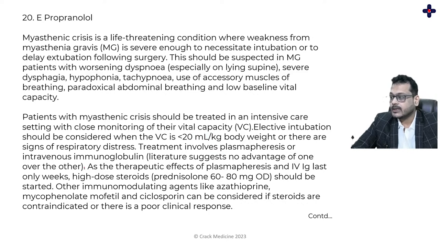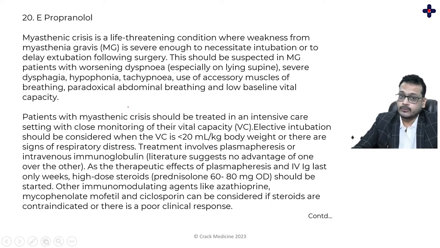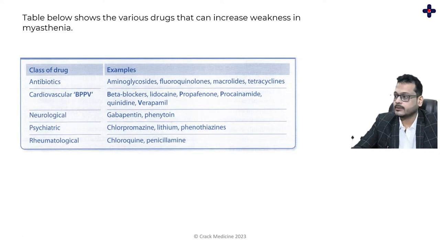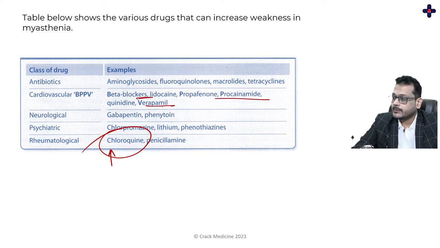Okay. Also, high dose steroids are given, that is prednisolone, in the range of 60 to 80 milligrams. Only when you have administered all of these agents, then you can move on to the next line of drugs, that is azathioprine and mycophenolate mofetil. If the patient is not responsive to steroids, only then you can move on to the next group of drugs. Okay. Other drugs that can cause weakness in a patient with myasthenia, mostly chloroquine, beta blockers, okay, procainamide, verapamil, aminoglycosides, very notorious, right?